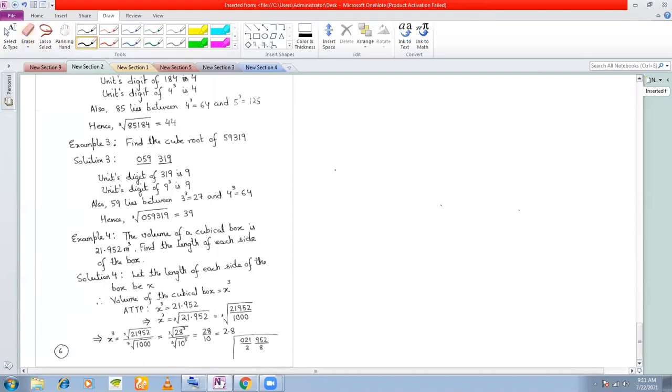Question here: the volume of a cubical box is 21.952. So you have a cubical box whose volume is given. What is a cubical box? What is a cube? You know what is a cube? It is a three-dimensional object in which all the sides are the same length, right?